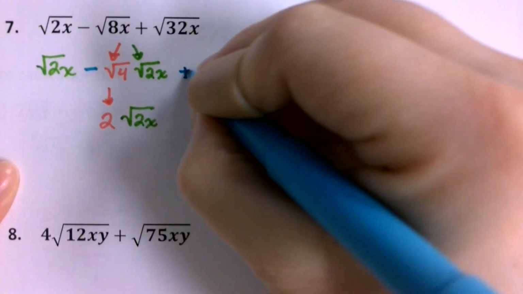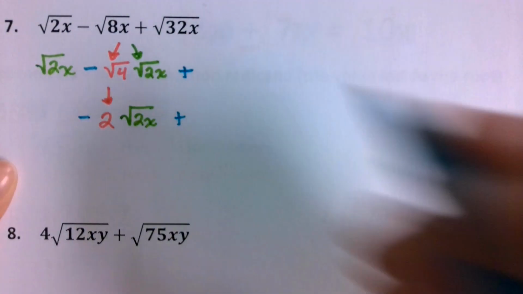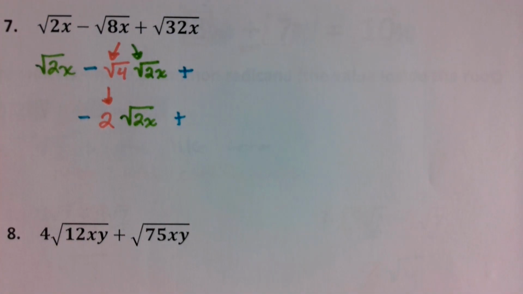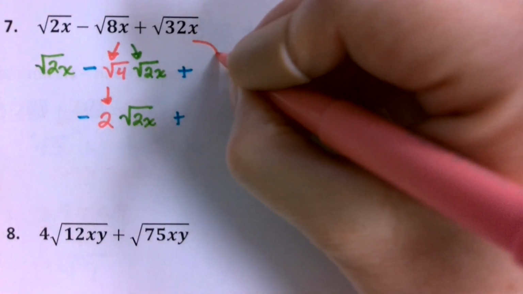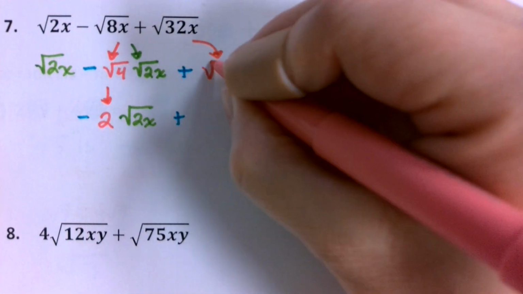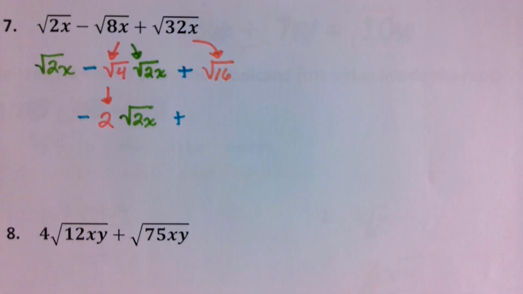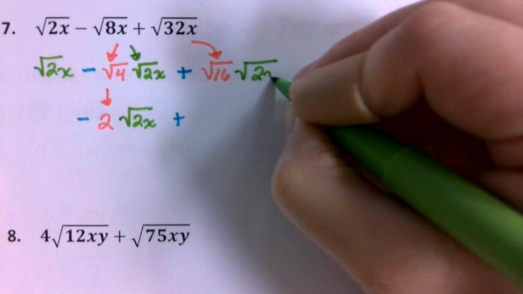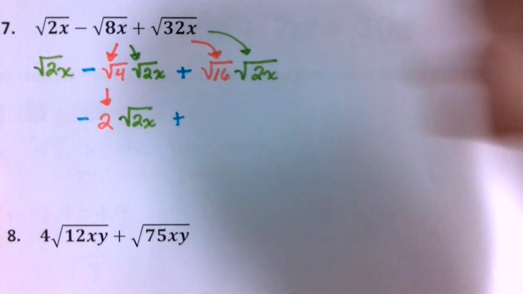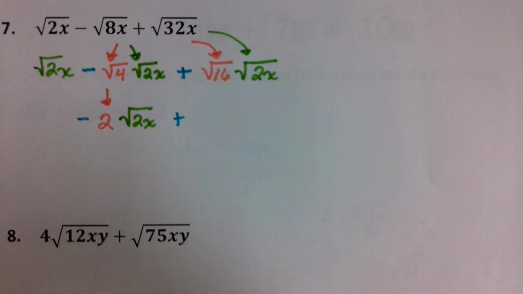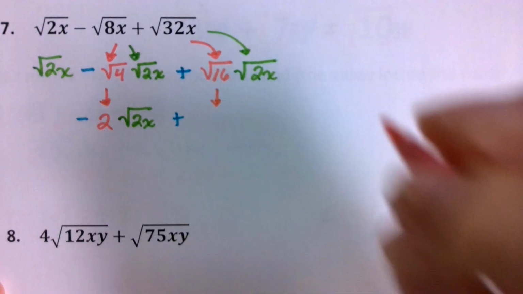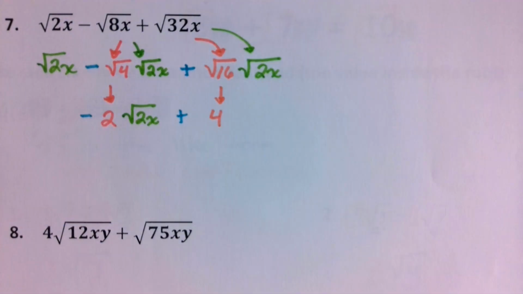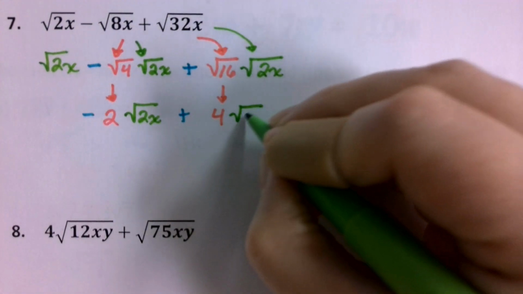Plus the square root of 32x. What perfect square can we take out of 32x? 16. Good. Square root of 16. And then we are left with the square root of 2x. Square root of 16 can be simplified. We can simplify that to a 4. So we have 4 square root of 2x.